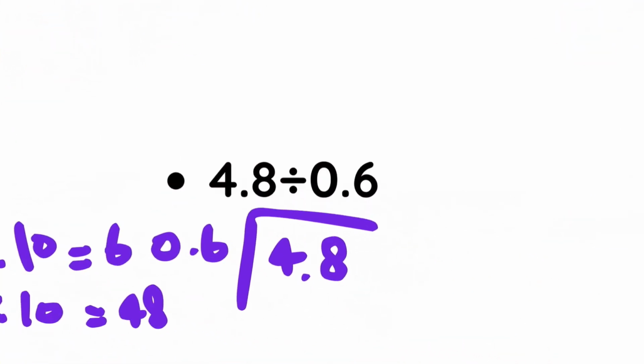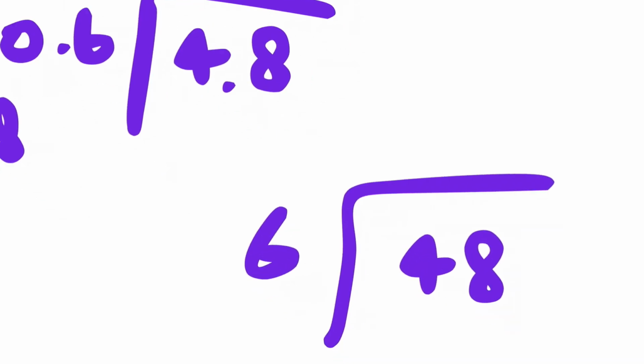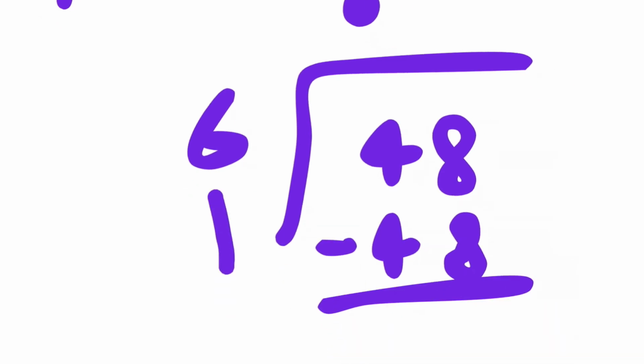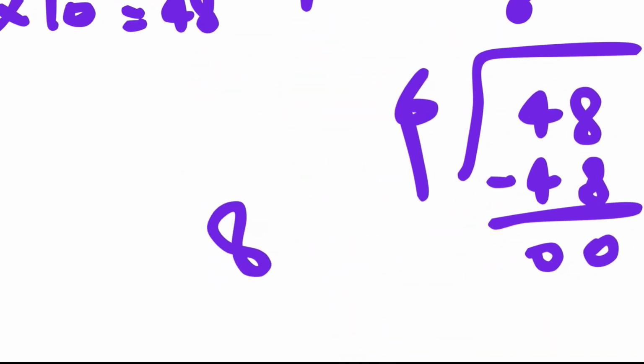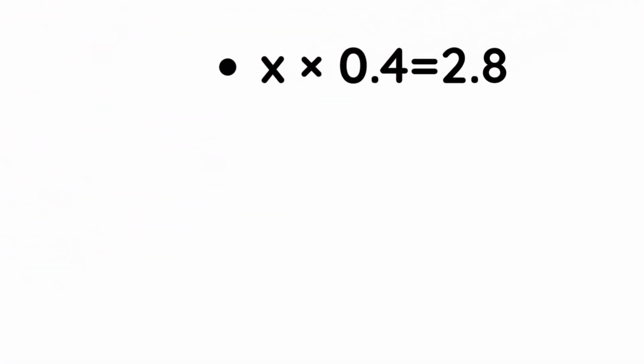So now let's write our division. 48 divided by 6. Okay, so I can clearly fit 8 6's in 48. So 8 times 6, 48, right? We do the subtraction, 0 0, and our answer is 8. Perfect. Now let's go for the last one.